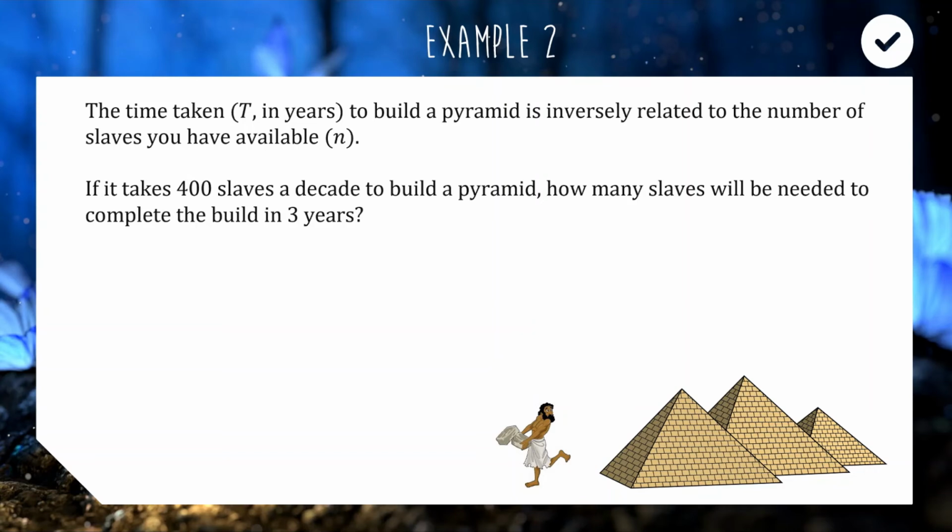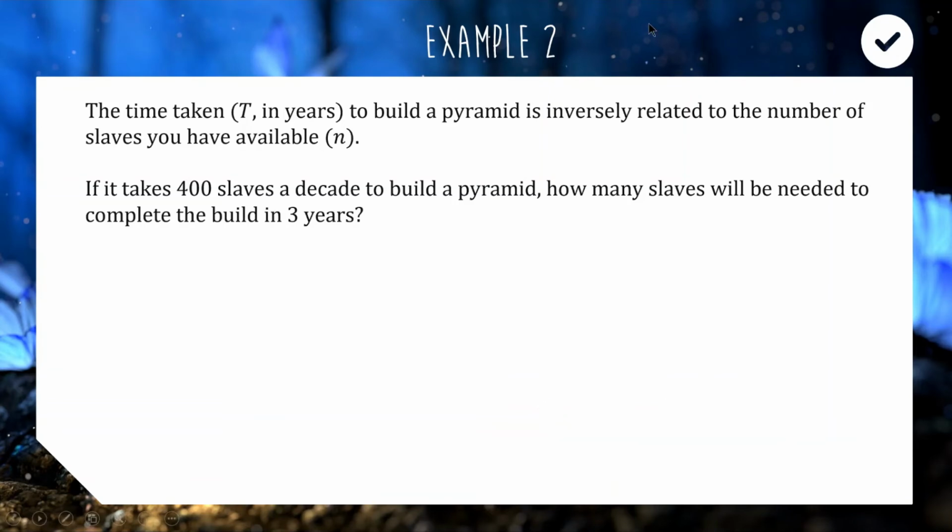All right, cool. So how are we going to approach this? Well, the two important words we need to focus on are right here, inversely related. Okay, that means as one variable increases, the other variable decreases, which makes sense because if you increase the number of slaves you have available, the time taken to build your pyramid is going to reduce because you've got more people to work on it. So mathematically, we need to write this as an equation, which looks like this. Okay, this is capital T and lowercase n having an inverse relationship. As n increases, T decreases.